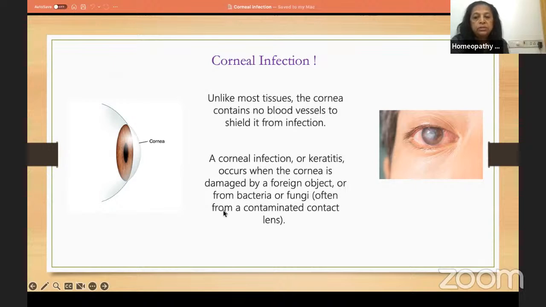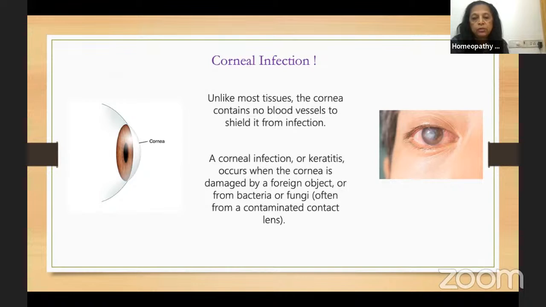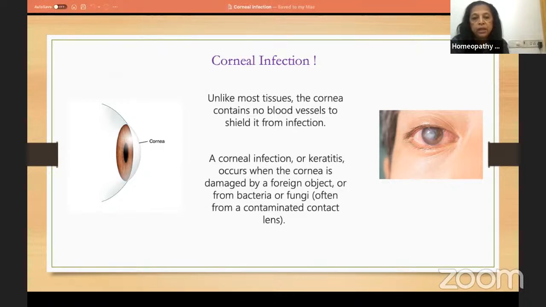And structures just behind that, like the iris, if there is a severe iridocyclitis, there are also changes in the endothelium of the cornea. So this is regarding your corneal infection, how it occurs.